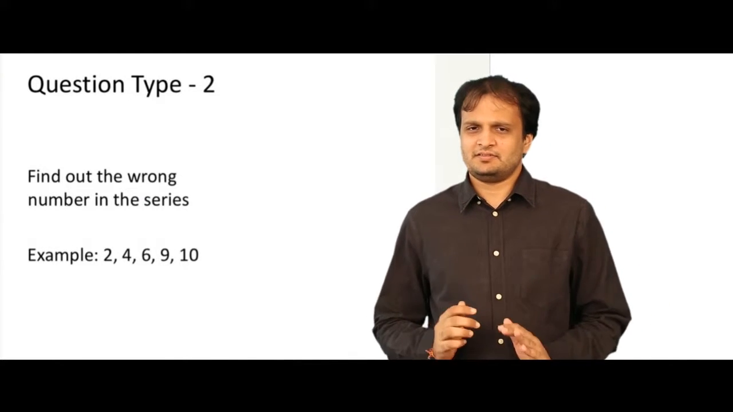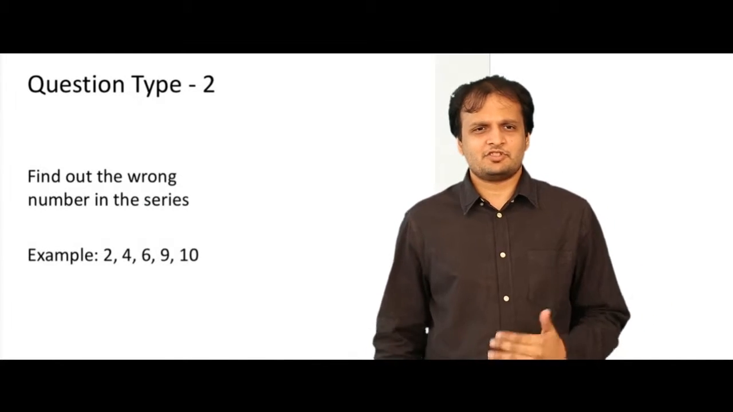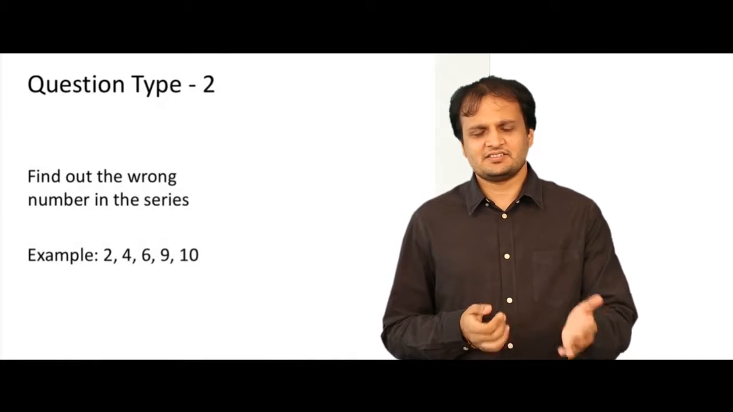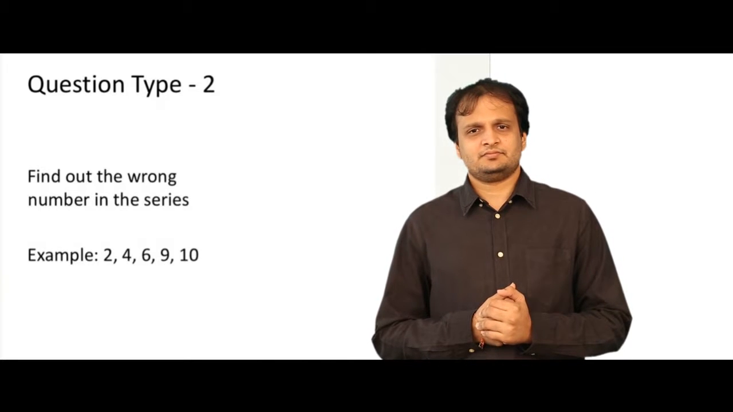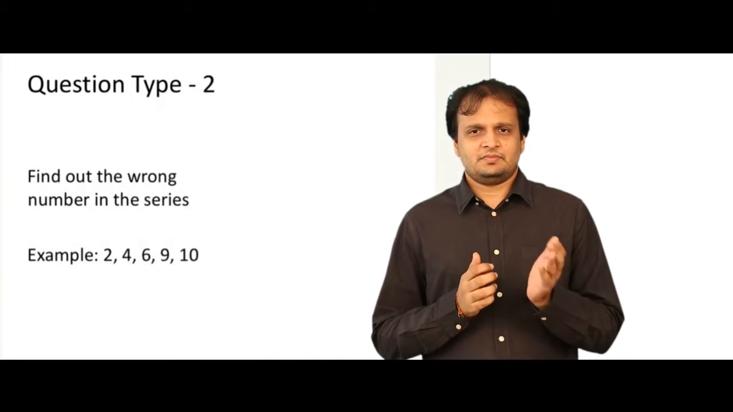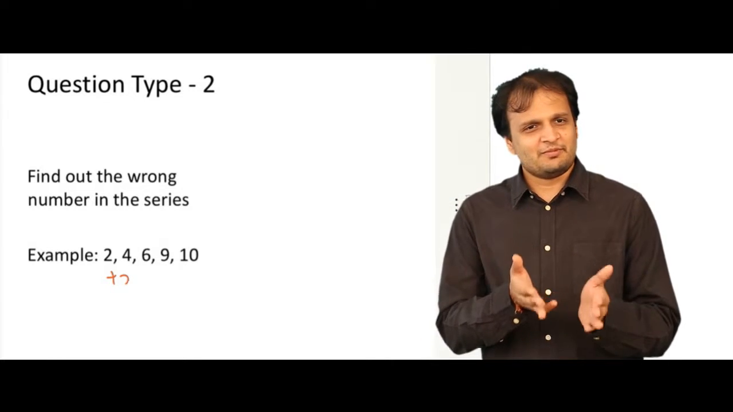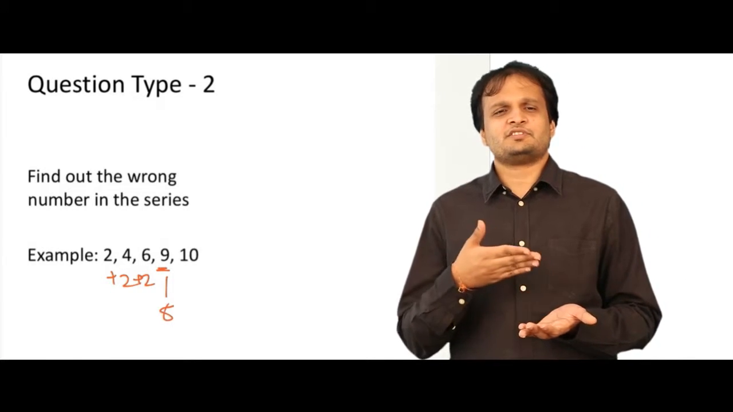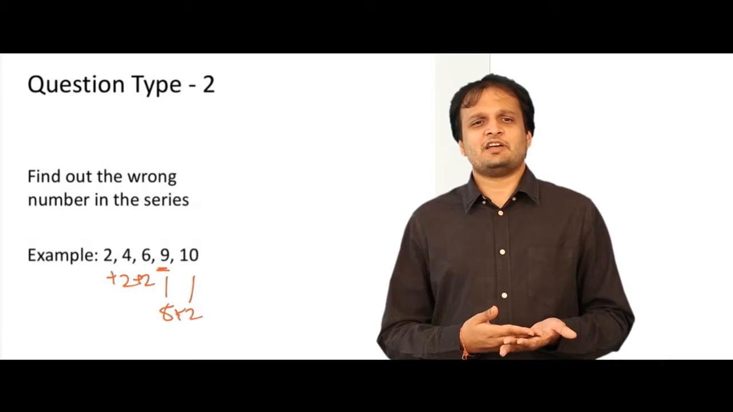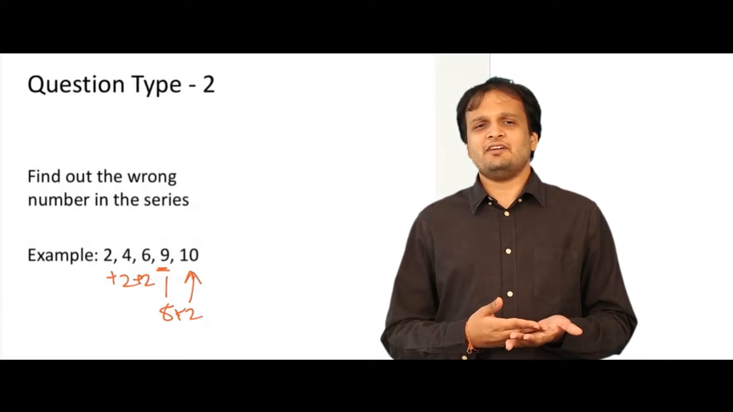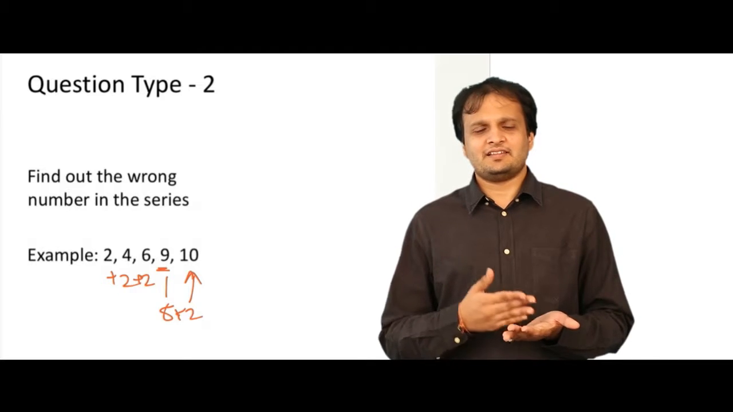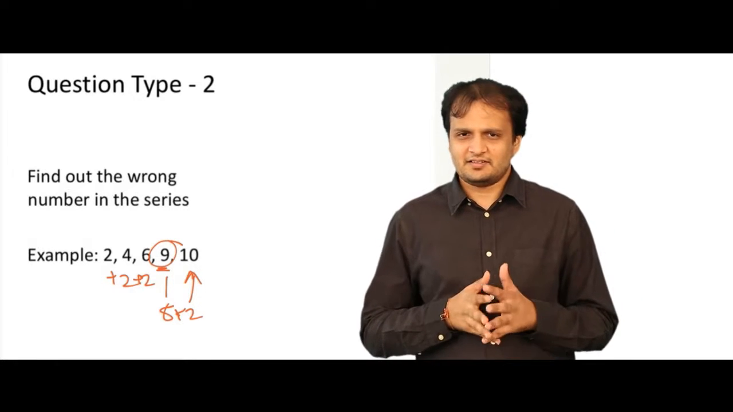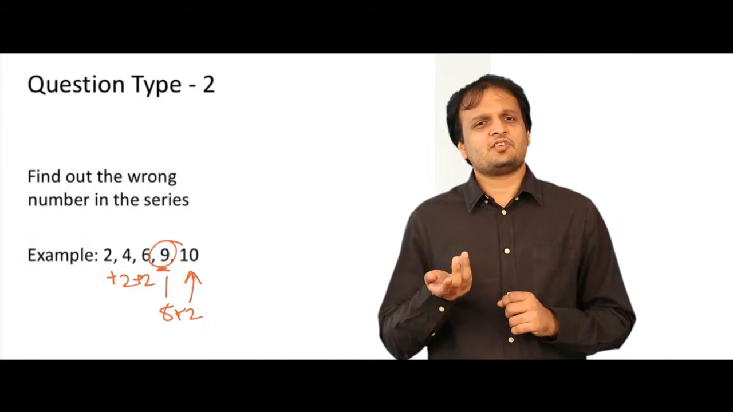Question type 1, right? Next, question type 2, right? Find out the wrong number in the series. Again, take 10-15 seconds and just solve this on your own. I am sure most of you would have been able to crack this problem. Very similar to the last one. 2 plus 2 is 4, 4 plus 2 is 6, 6 plus 2 should have been 8, but what do we have? 9. And if it would have been 8, then 8 plus 2 would have been 10. Is this clear?